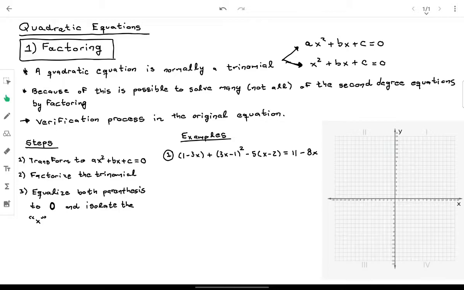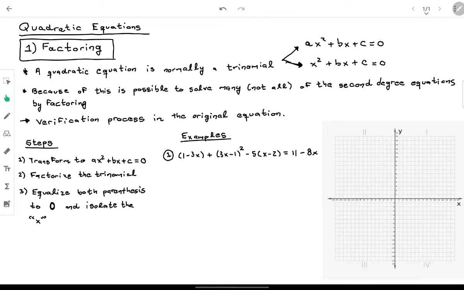Not all of them, because not all trinomials are factorizable. We can solve many of the second degree equations by factoring. And of course, the steps for solving it are very simple: transform to have the normal structure of a trinomial, factorize the trinomial, equalize both parentheses to 0, and isolate the x. That will be the process for solving it.